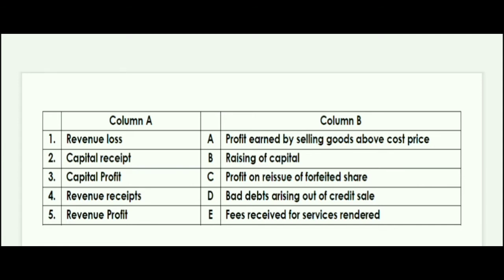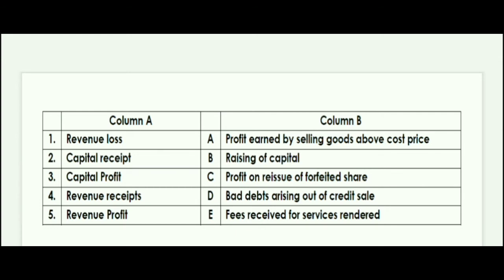So guys, the first question was revenue loss, and for that D will be the correct answer. D is bad debts arising out of credit sale. Whenever you sell on credit basis and bad debts arise, that's a revenue loss. So bad debts arising due to credit sale is nothing but a revenue loss.